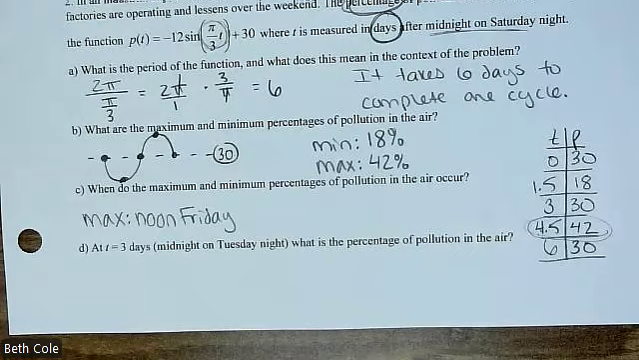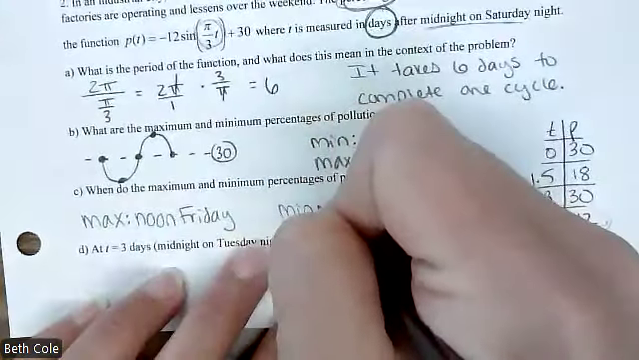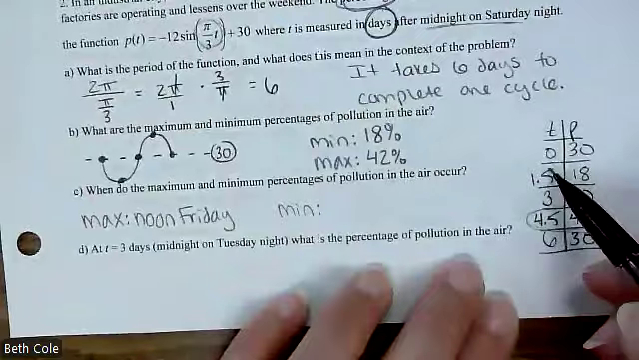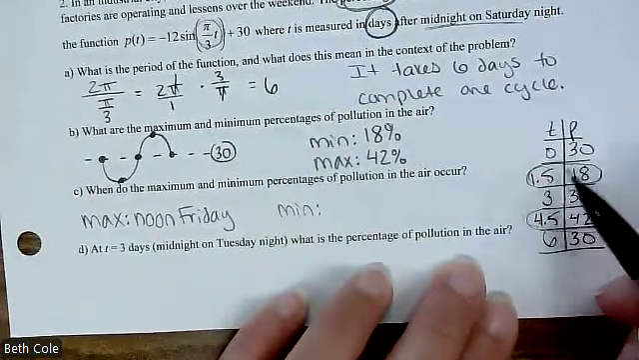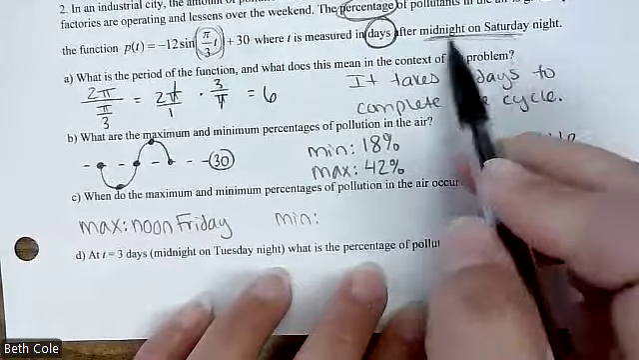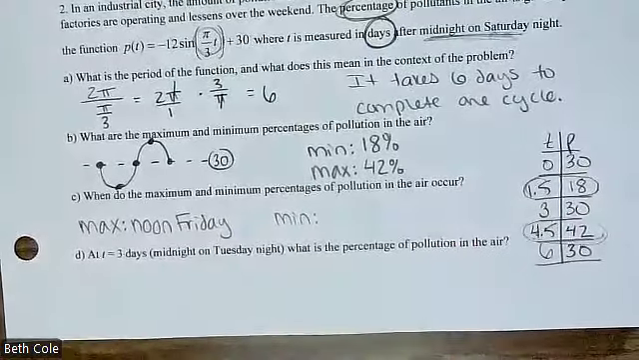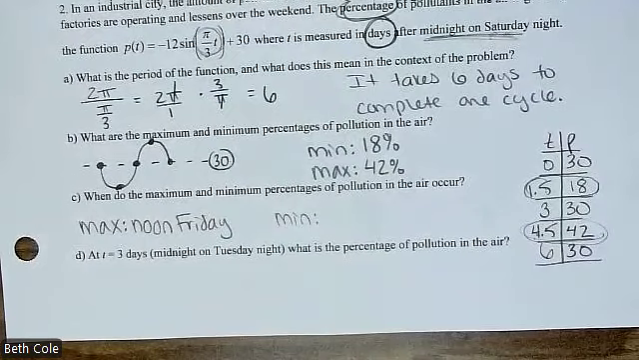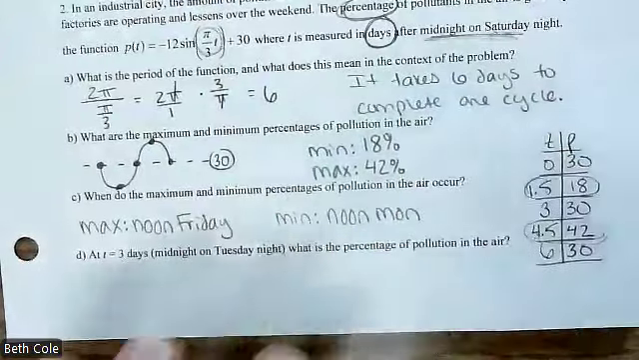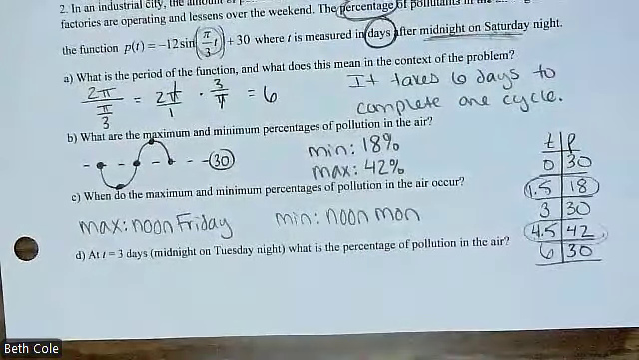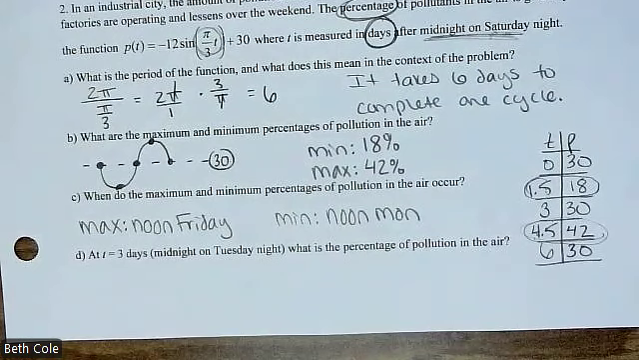Now let's try and do the same thing with the minimum. Here's your minimum, the 18%. We have to go 1.5 days after midnight on Saturday. So midnight on Sunday, and then another half a day would be noon on Monday. That's why it's the minimum and the maximum.